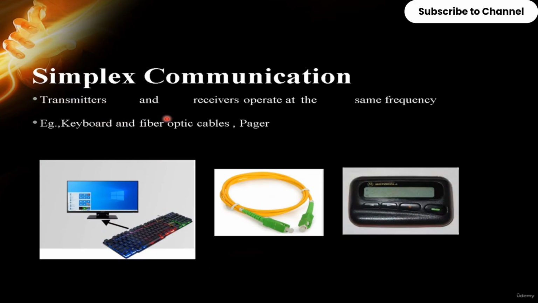The data is transmitted on one same frequency. Both the sender and receiver should maintain the same frequency. So it is possible when the communication takes place in only one direction. For example, when we are typing on a keyboard, the communication takes place in only one direction. Similarly, in fiber optic cables, the communication takes place in only one direction.